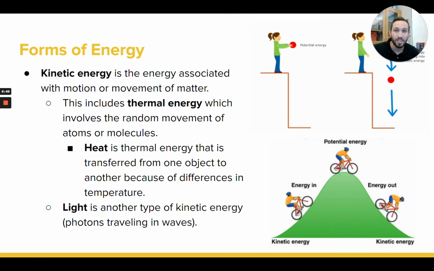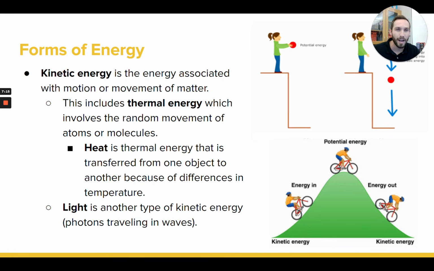Kinetic energy has to do with motion or movement. Anything that has to do with movement is going to be kinetic energy. Some obvious examples would be an object moving, like this ball falling down, or someone riding their bike, or a car driving on the road, or a roller coaster going on the tracks. Those are all forms of kinetic energy.